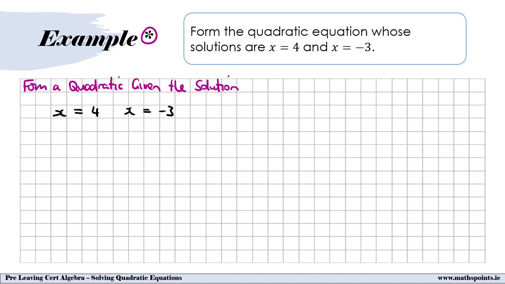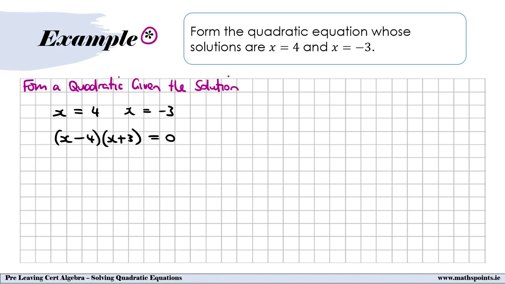So one way of doing this is we could work backwards from the factorization method. We can say that if x equals 4 is the solution, then x minus 4 must have been one of the factors, and x plus 3 must have been the other factor. And we know that when we multiply the two factors, we'll get 0, because this is the reverse method of solving a quadratic equation.